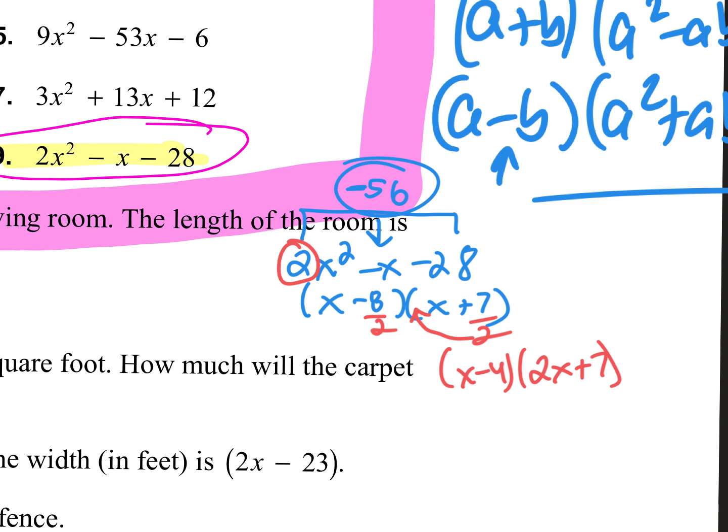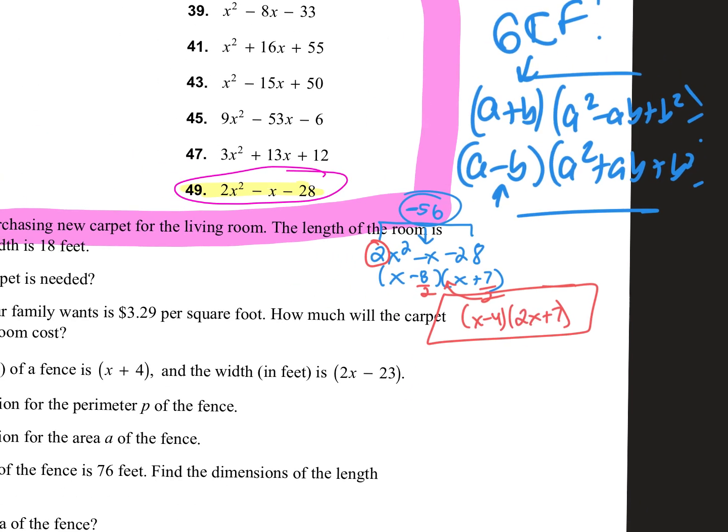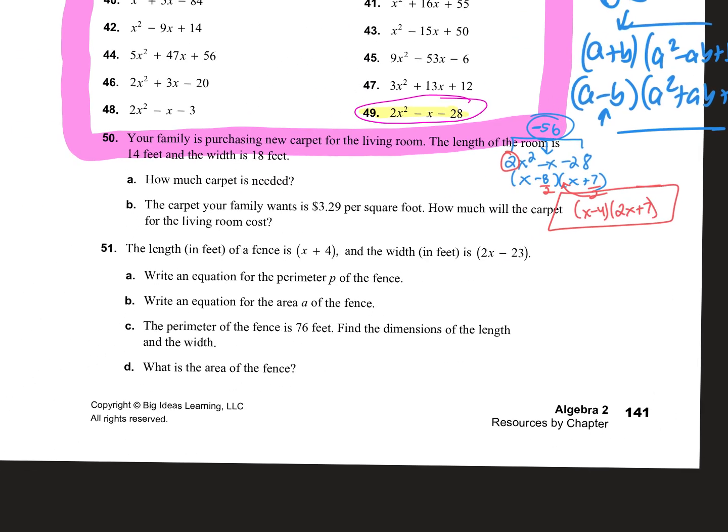Is this fully factored now? Yes, there's no difference of squares left in it. There's no GCF, nothing. But it says to factor fully. It does not say to solve, so you would leave it just like this. You guys understand that? Yes?